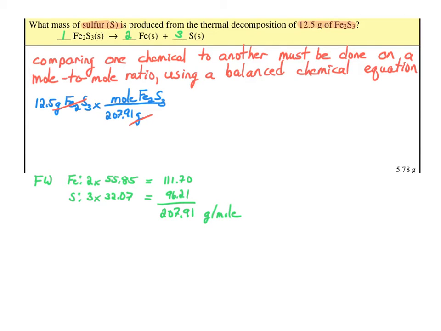We can use that to write a mole-to-mole conversion factor. We've set up our conversion factor such that moles of iron sulfide cancel. This gets us to moles of sulfur that is produced, but to get to grams of sulfur, we need to incorporate the atomic weight of sulfur.